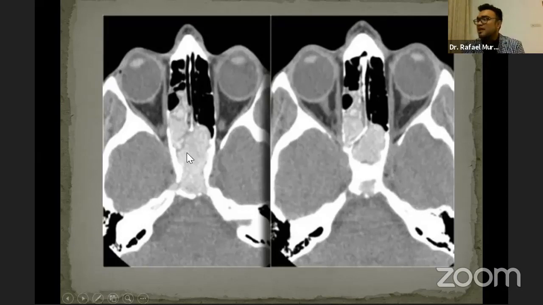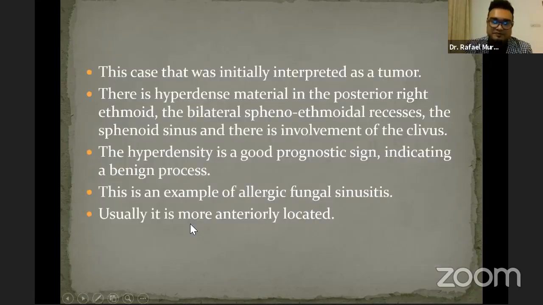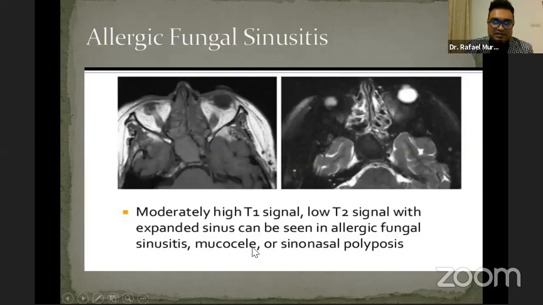So this is an example of a fungal sinusitis. This is not a malignancy, this is a fungal sinusitis. As we can see in the CT scan, the hyperdensity is a sign of a benign process. Next slide, please. So I have already discussed these things.